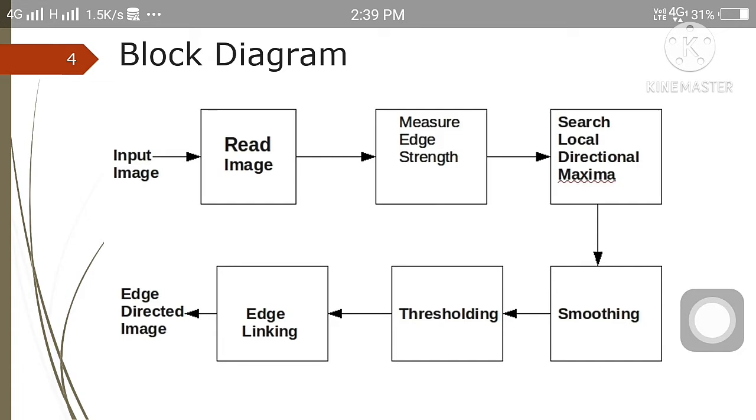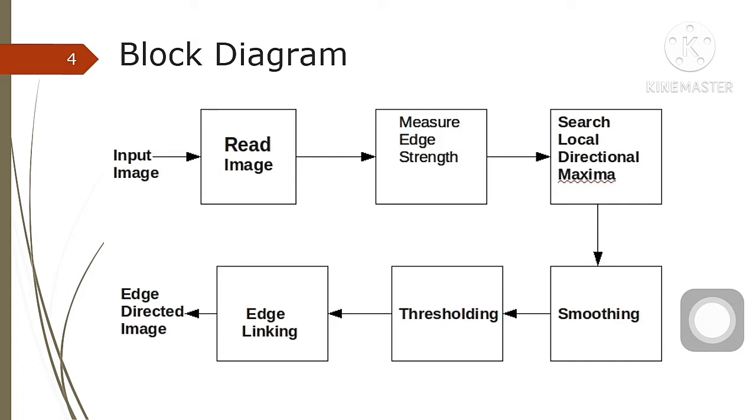Block diagram. This is a block diagram of an edge detection system: input image, read image, measure edge strength, search local direction maxima, smoothing, thresholding, edge linking, and edge detection image. You give one input image, it is processed, and it gives the output of the edge detection image.